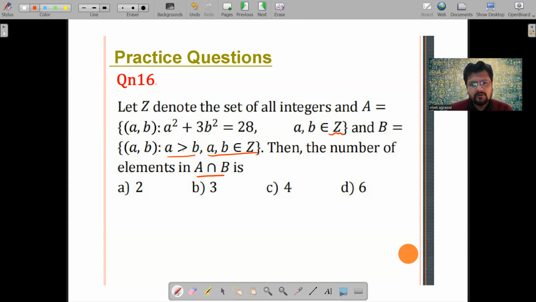Okay, so there can be an infinite number of elements in B, right? So it will all depend on set A. So can you solve for set A? a square plus 3b square is equal to 28.